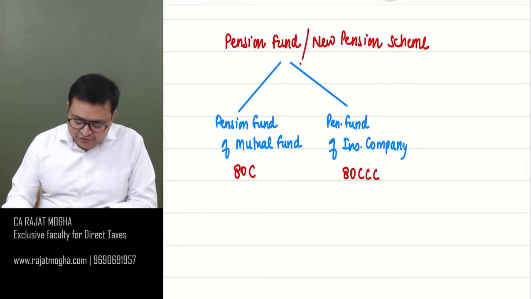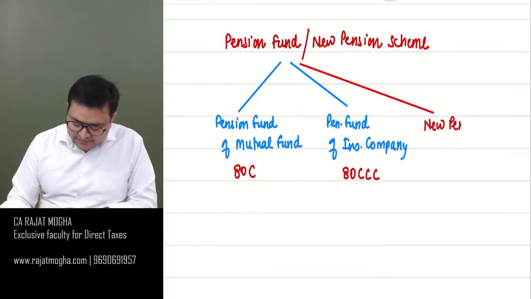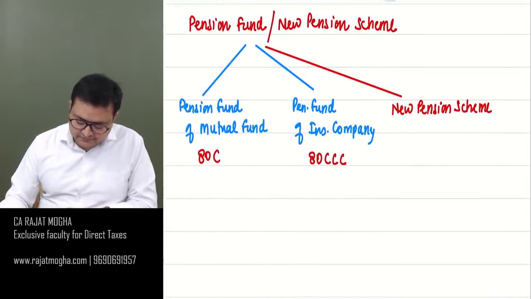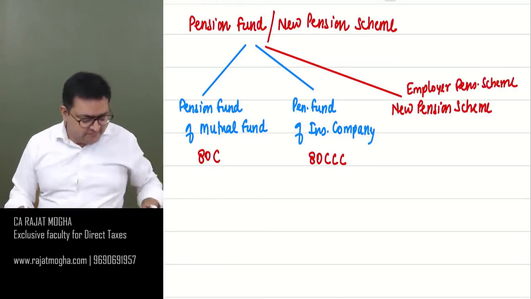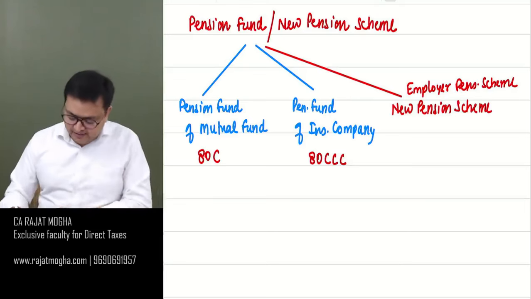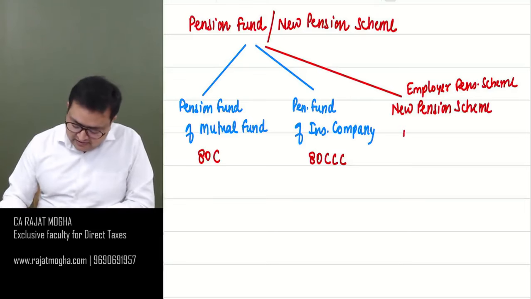And guys, if the question is telling you specifically, they're using the word new pension scheme, or they are using the word employer pension scheme, any pension scheme which is floated by the employer, some employees getting it, employer pension scheme. Very rare chance they can tell you about Atal Pension Yojana.